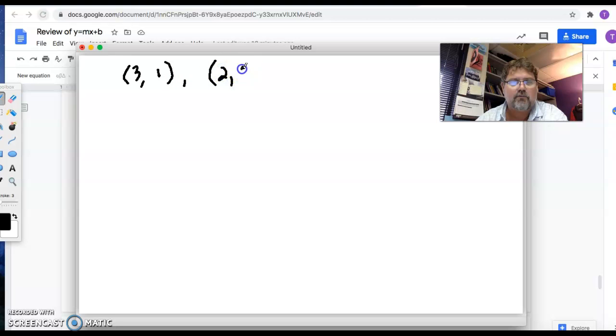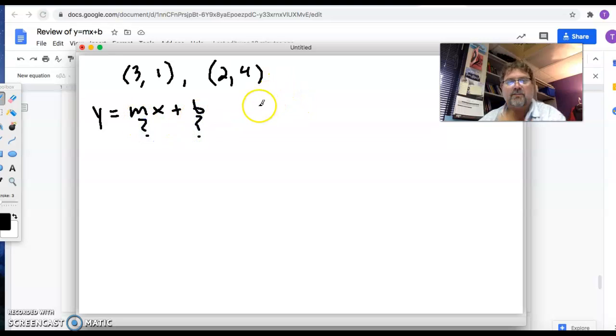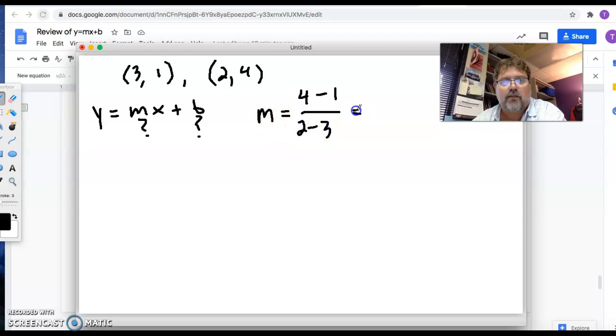And this time, what do we know? We need y equals mx plus b, right? We don't know this. And we don't know this. So we can't even start until we calculate a b. Until we calculate an m. So the first step here is to find the slope of your line. 4 minus 1, then we have 2 ordered pairs, so we can do that. Over 2 minus 3, and that's equal to 3 over negative 1, which is negative 3.